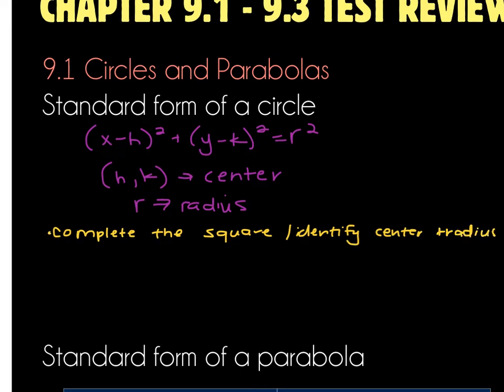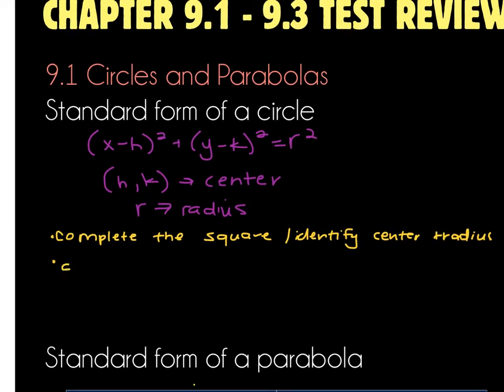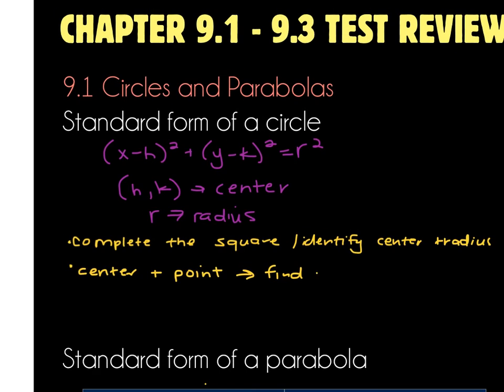And then one in which you'll be given information like the center and a point, and you have to find the equation. And if you remember, there's 2 ways to do that. One is take the center and the point, plug it in, solve for r. The other is find the distance between the center and the point. That's your r. You just got to make sure that when you plug it back in, you square it.